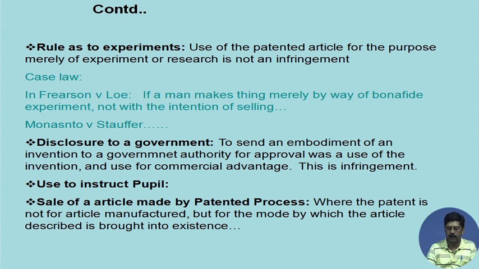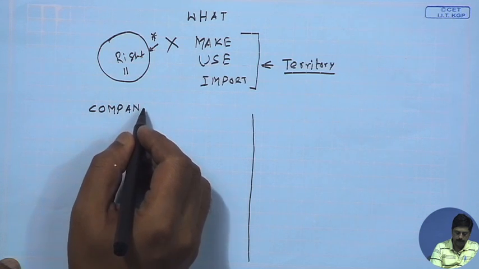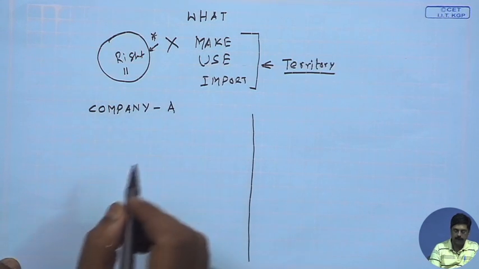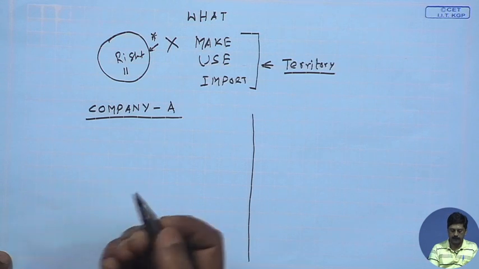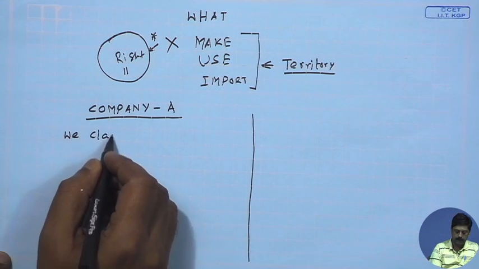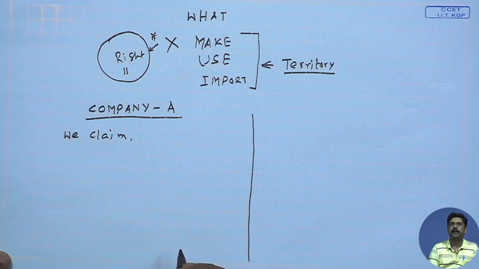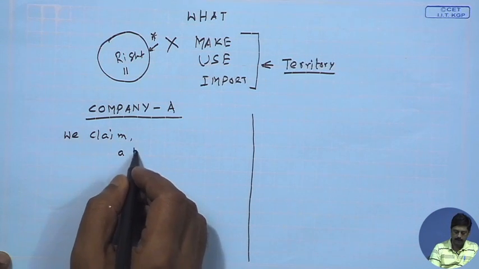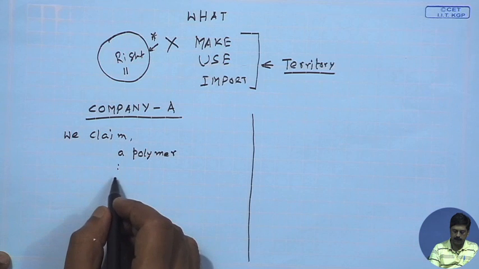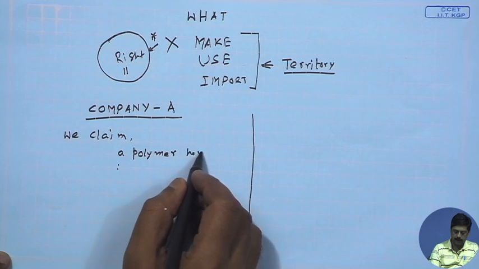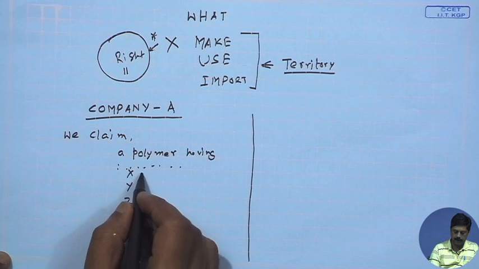Another part you can mention here is how you consider literal infringement and how you consider non-literal infringement. Let us say a company A has a patent, and let us say the patent claim says we claim a polymer, and subsequently a polymer having defined properties X, Y, Z.